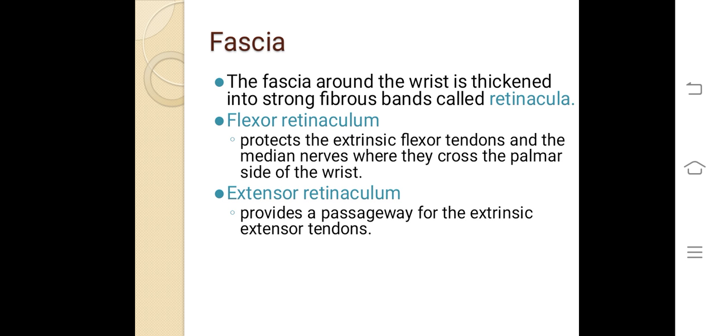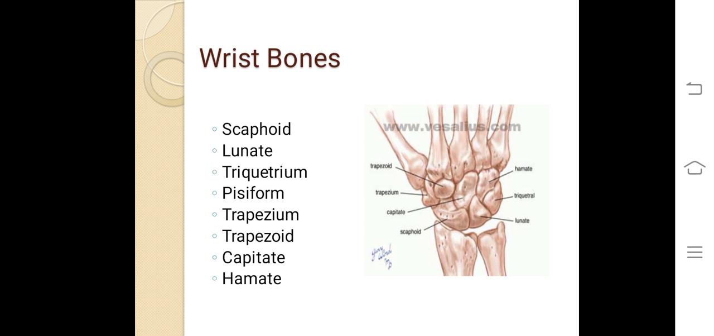Fascia. The fascia around the wrist is thickened into strong fibrous bands called retinacula, which form protective passageways through which tendons, nerves, and blood vessels pass. It is further subdivided into two branches, the flexor retinaculum and the extensor retinaculum. Flexor retinaculum protects the extrinsic flexor tendons and the median nerve where they cross the palmar side of the wrist, while extensor retinaculum provides a passageway for the extrinsic extensor tendons. These are the wrist bones which form the wrist joint.